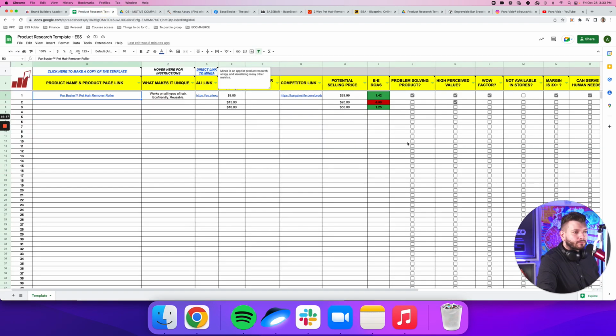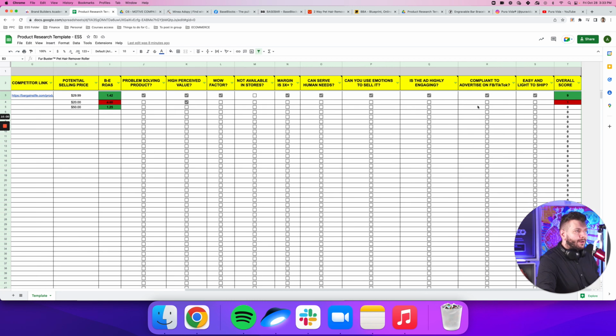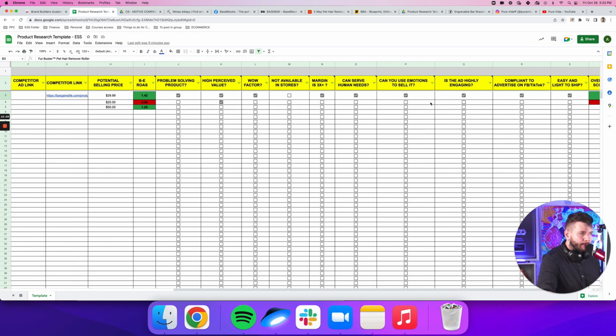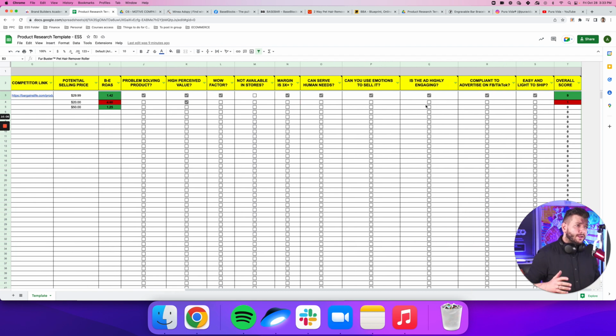So that's pretty much it: is that highly engaging? If yes, then you pretty much shortcut your path, because now you can model that ad, right? You can recreate something similar, and you can use that as a starting point when you start testing the products.